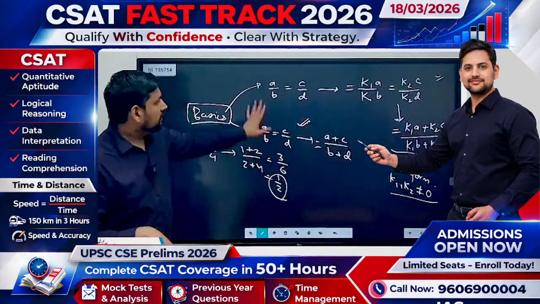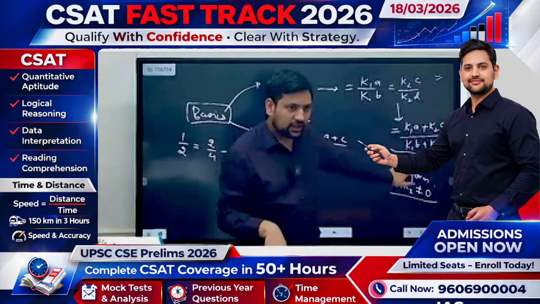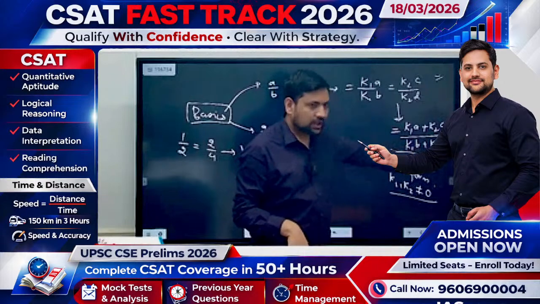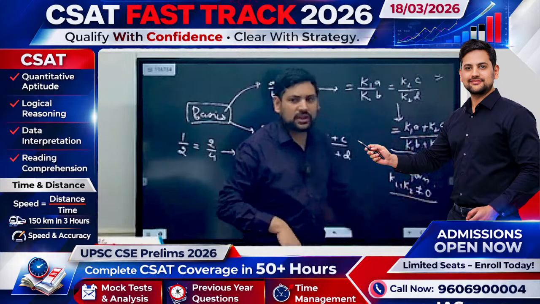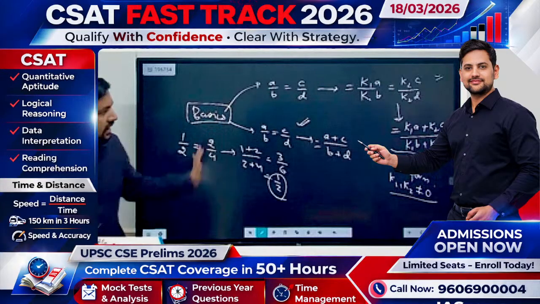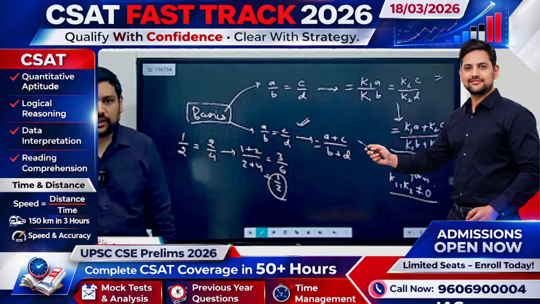That means if it is given to you that A by B is equals to C by D, you can eventually write it to K1A plus K2C by K1B plus K2D. This is the most general form. Now K1, K2 may differ. Okay, so this is how far you can go using if two ratios are equal.